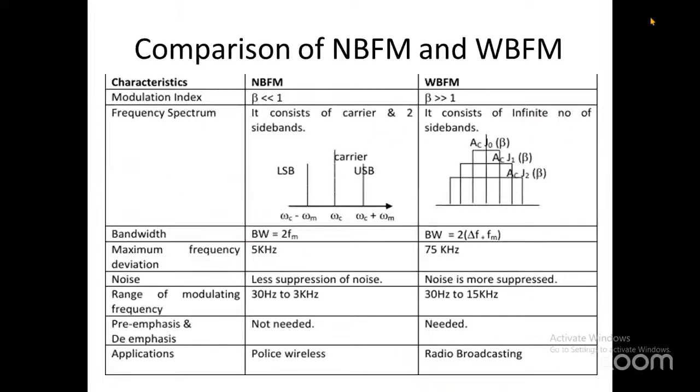Comparing the narrowband FM and wideband FM, for narrowband FM the beta value is far less than 1, whereas for wideband FM, the beta is far greater than 1. So the frequency spectrum is approximately equal to an AM wave. For an AM wave, we have one lower sideband and one upper sideband. So this is the spectrum of a narrowband FM.